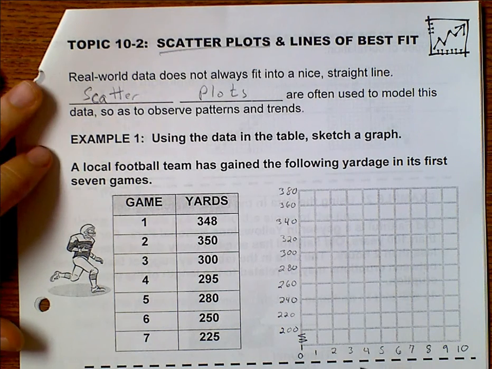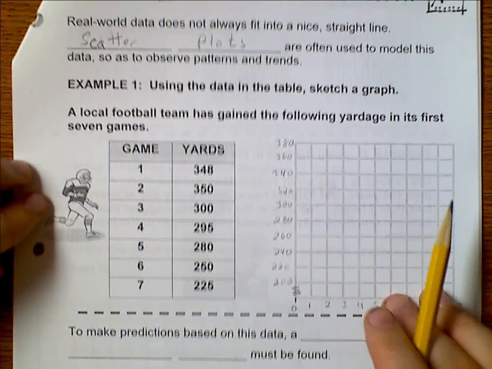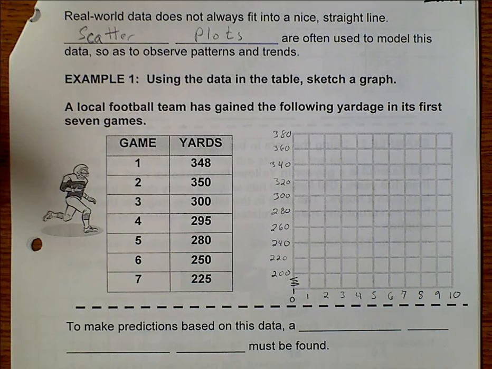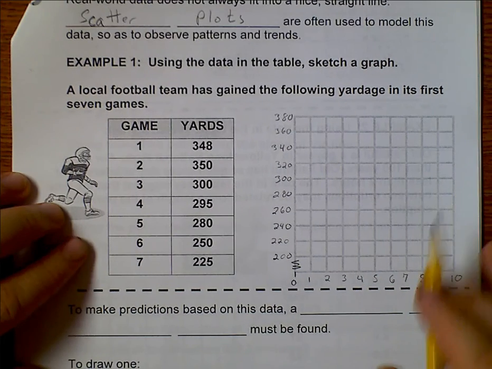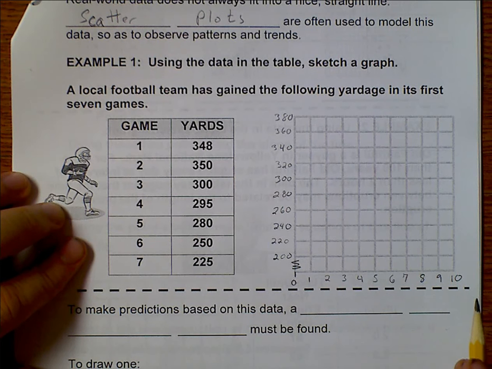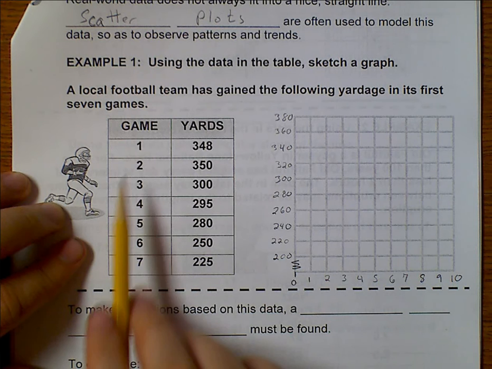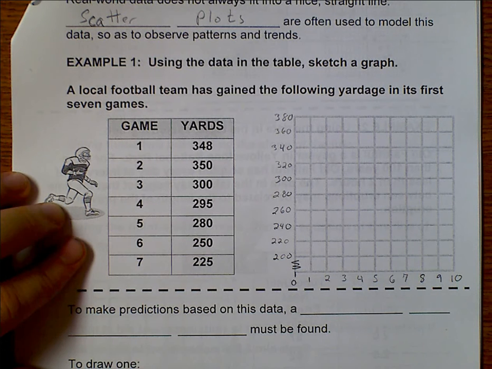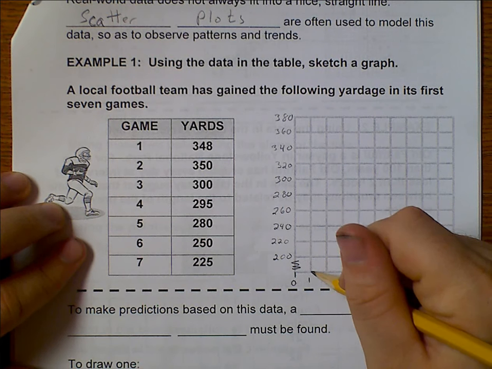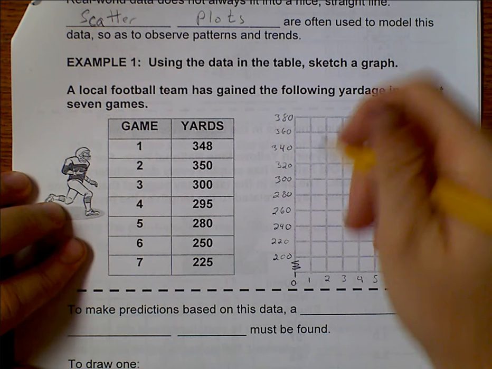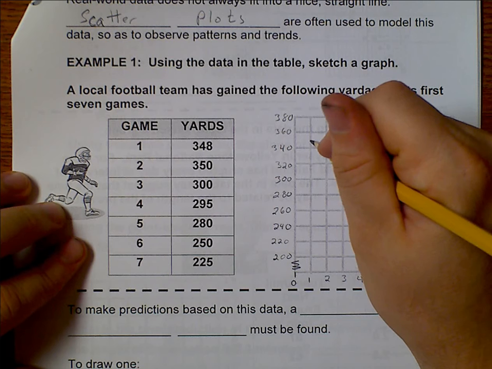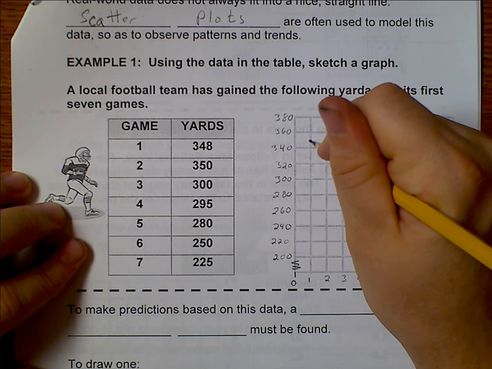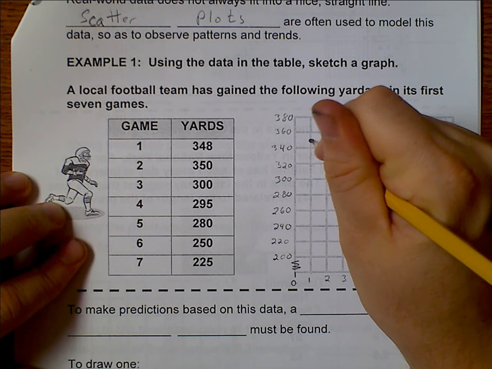We have a football team, they have games, and they have how many yards they get. So I've already pre-written my numbers here. You may want to pause the video and write these numbers yourself. But I'm going to go ahead and start plotting here. For game 1, we made 348 yards. So I'll come over here to game 1, 340, 360, 348 is going to be somewhere around there.